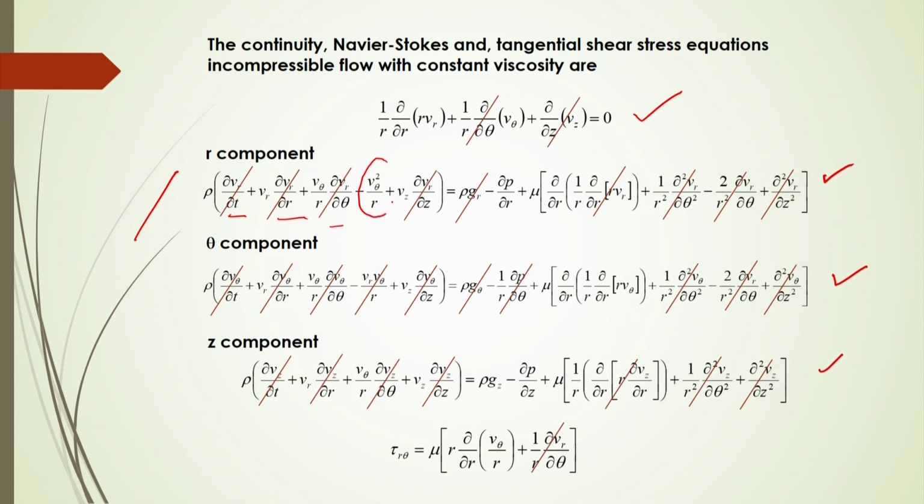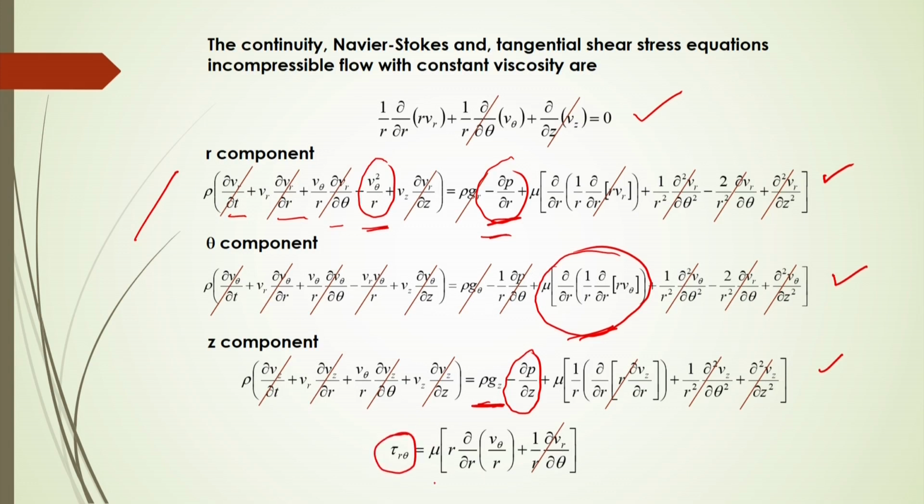But in the theta direction there will be a velocity change with respect to r, so you have to consider that, and the pressure will also be changing with r, so that part you also have to consider. In the theta components, the viscous terms will be considered. In the z direction only the gravitational force and the pressure force will be considered, and for the shear stress in the r and theta directions, there will be shear stress here. Based on this you can calculate the velocity distribution.